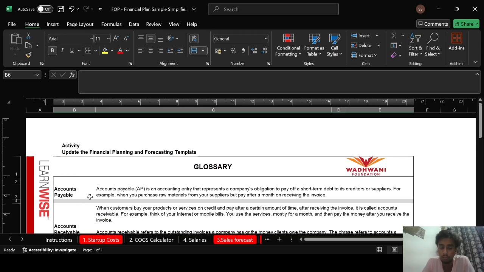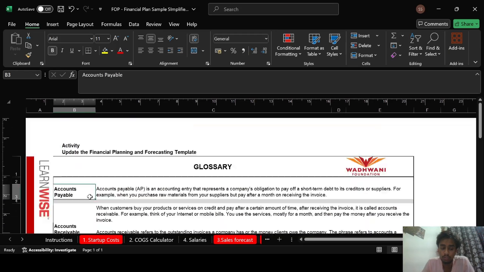Accounts payable is an accounting entry that represents a company's obligation to pay off a short-term debt to its creditors or suppliers. For example, when you purchase a raw material from your supplier but pay after a month on receiving the invoice. Second is accounts receivable.